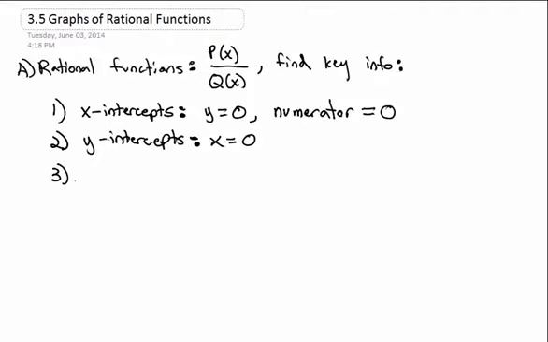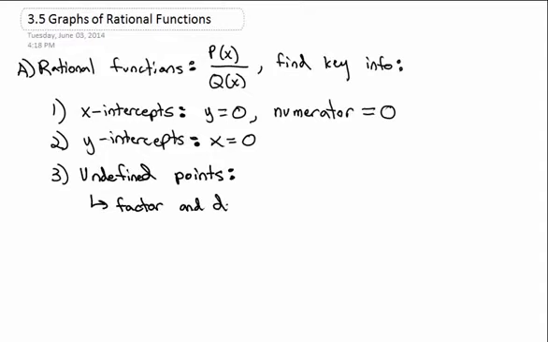The third thing we're going to look for are any undefined points. And undefined points can take one of 2 forms. If we can factor and divide out a factor, that means there's going to be a hole in the graph. In other words, if a graph would normally have looked like this, somewhere along the way at that point that divided out, there's going to be an actual hole in the graph, a gap in the graph.